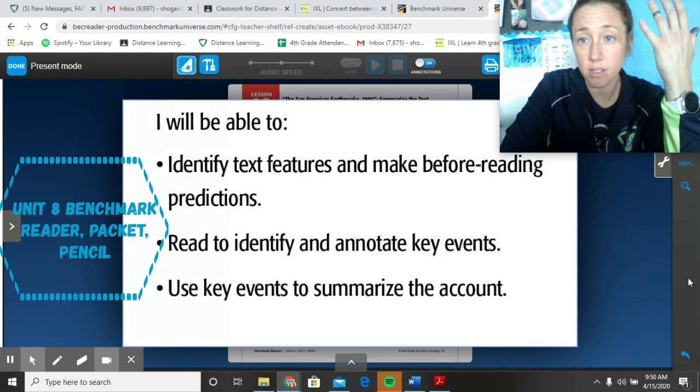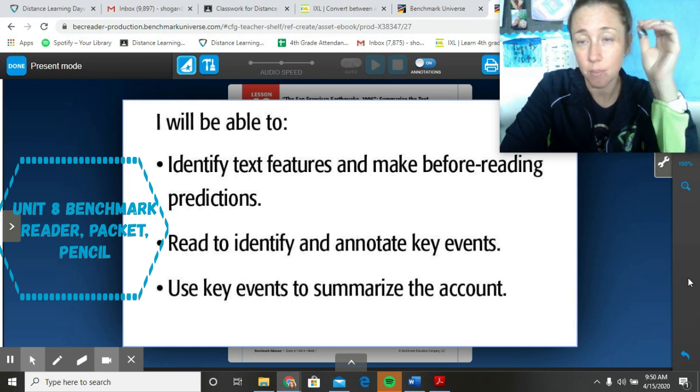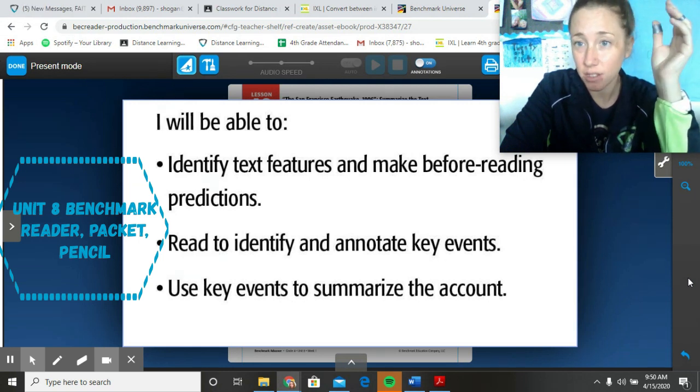Remember, when you're writing a summary, the goal is not to have the most words. The goal is to make it short, compact, get to the point.